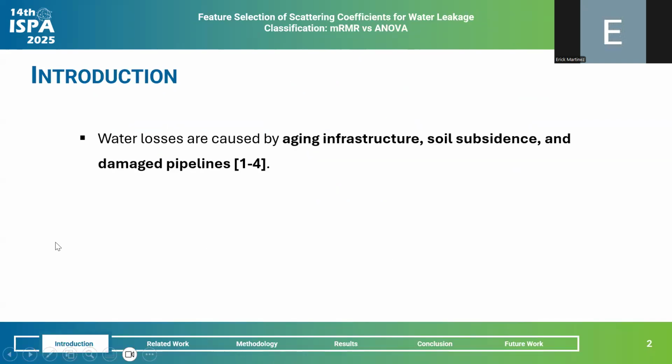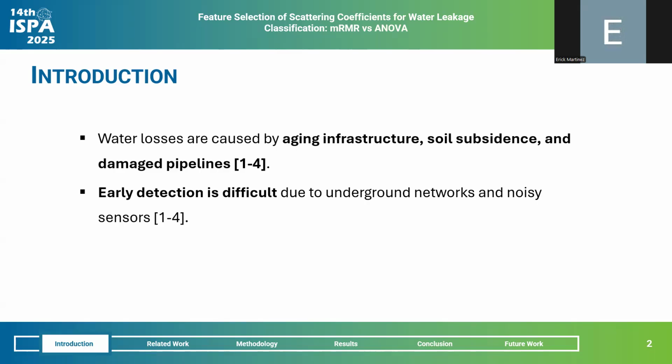First, it is important to notice that water losses are caused by the aging infrastructure, the soil subsidence, and the damage of pipelines. And the early detection of the water leakages produced by these damages in the water distribution networks is difficult because many of these pipelines are underground, and also we use noisy sensors like flow or pressure sensors that may mitigate the presence of the leakage in their readings.